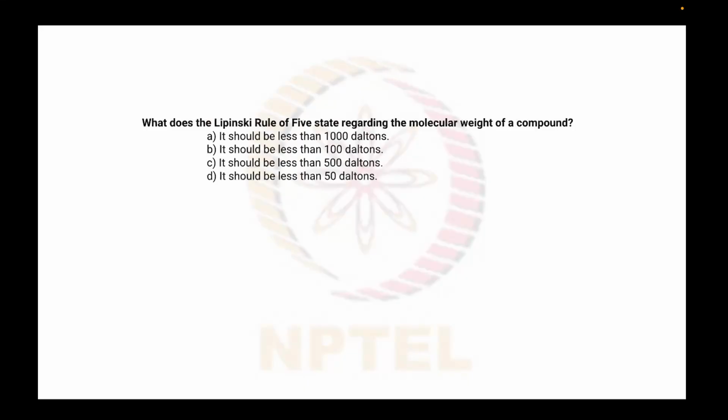So, I have a question. What does Lipinski's rule of 5 state regarding the molecular weight of a compound?